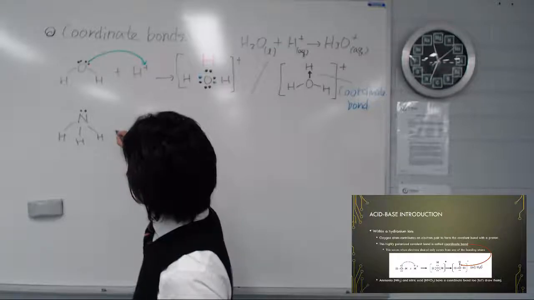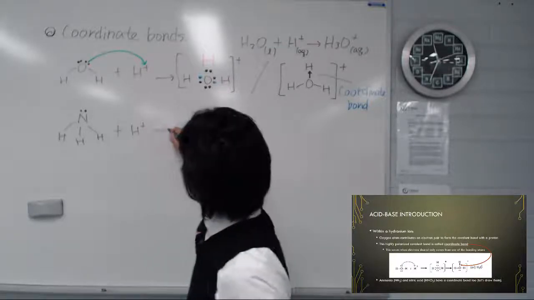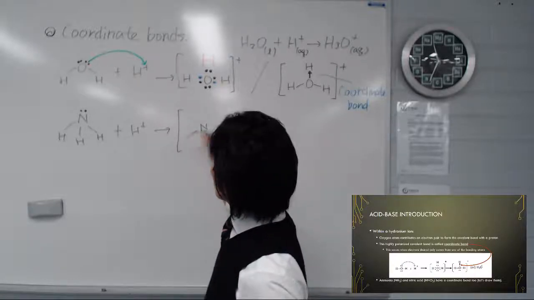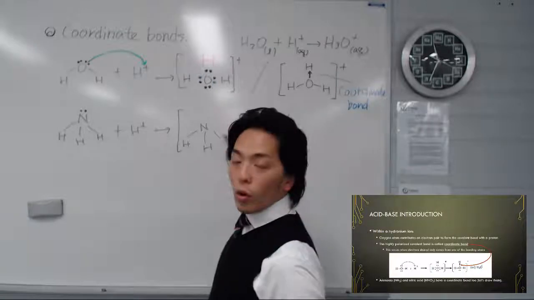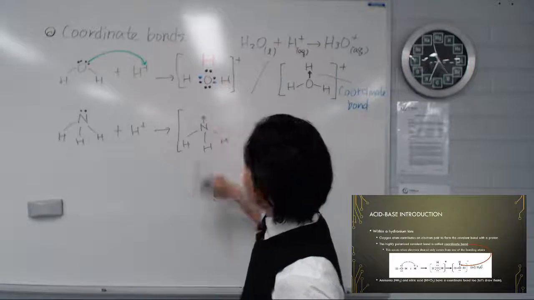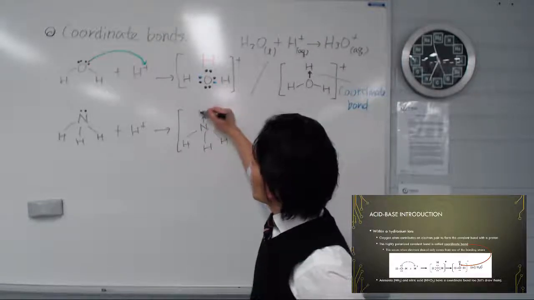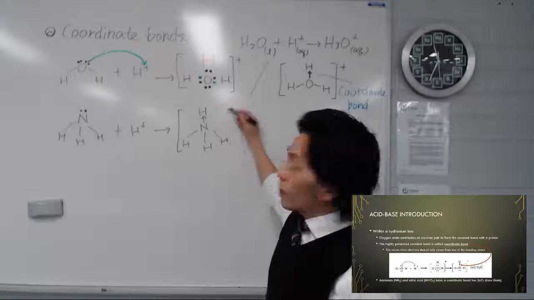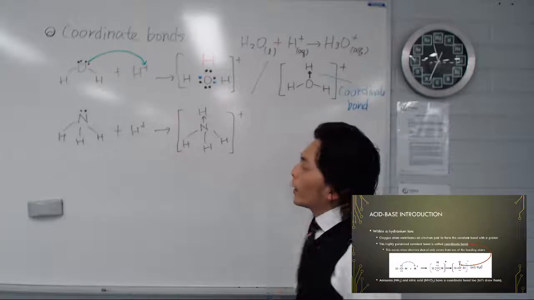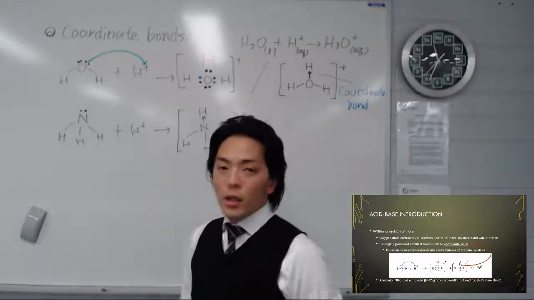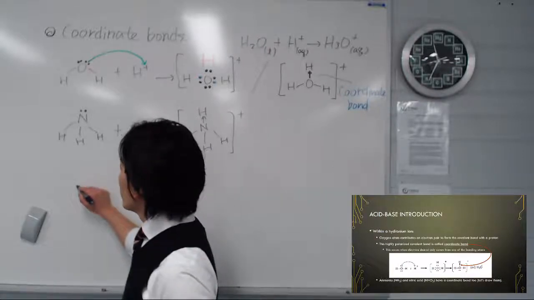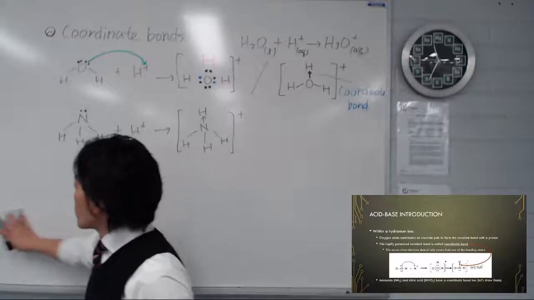But if it gains a proton, what will happen is nitrogen is the only thing donating its non-bonding pair of electrons, so it forms a coordinate bond between nitrogen and hydrogen, NH4+ that is. This can happen in the nitrate ion, which is NO3 with 1 minus.